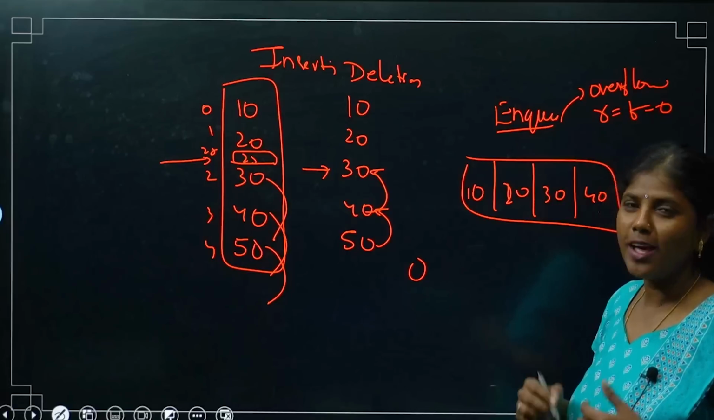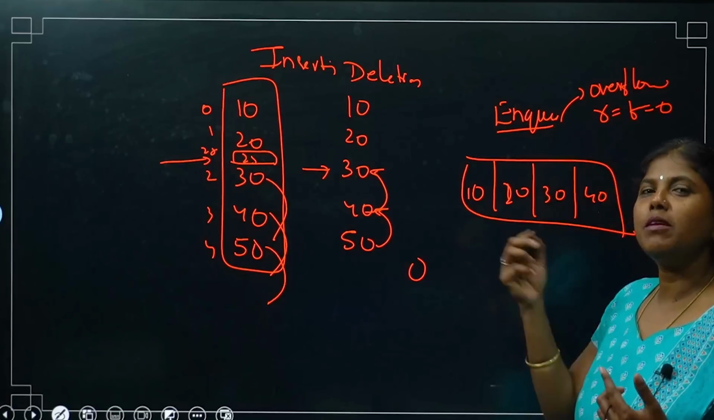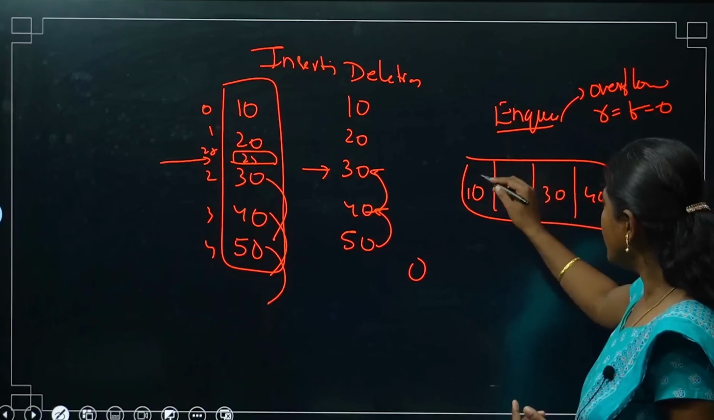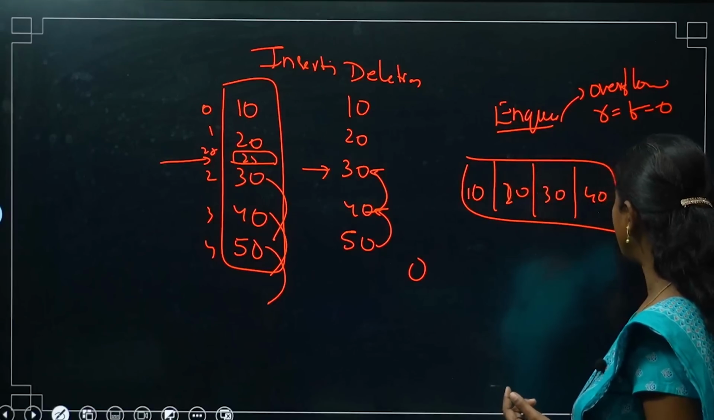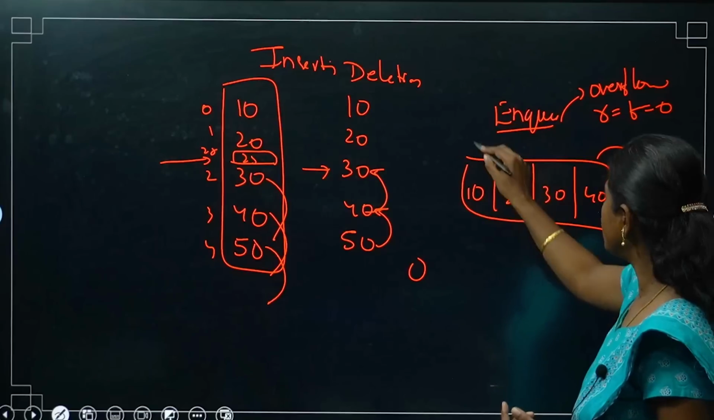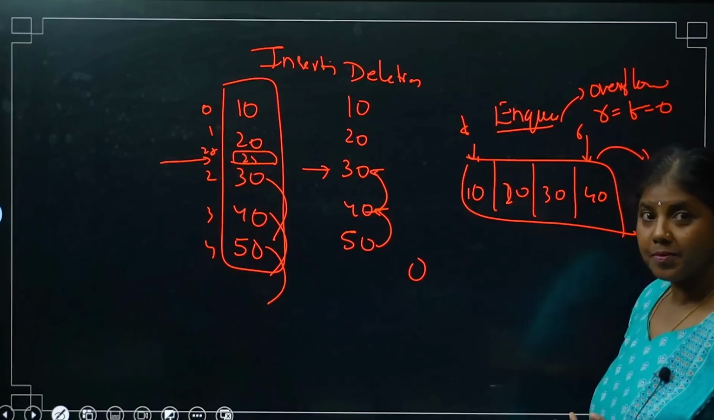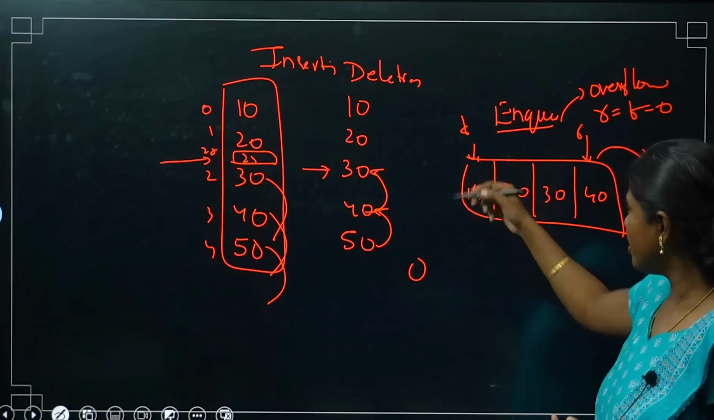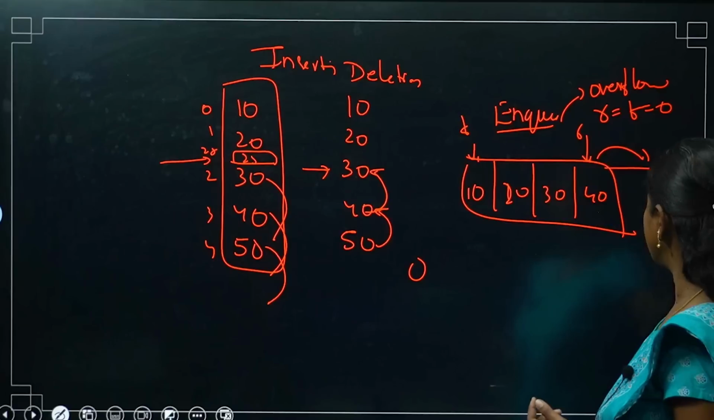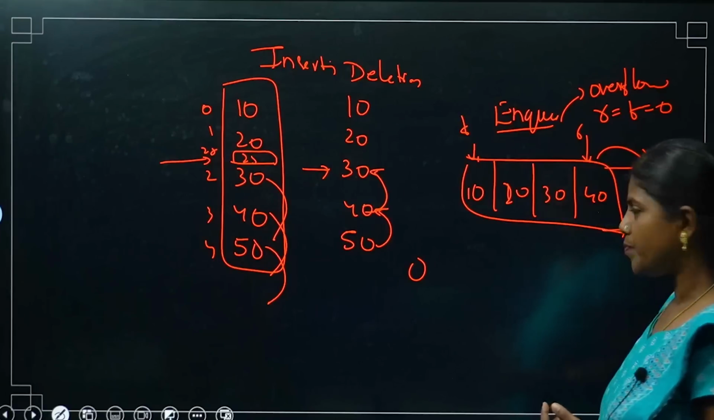So check the overflow condition, and if you're inserting for the very first time, initialize rear and front to 0. Every time after that, you keep incrementing the rear. For example, I want to insert one more element, increment my rear. Right now, what is my front? Front will be here, rear will be here. I can delete from here, I can keep inserting from here.